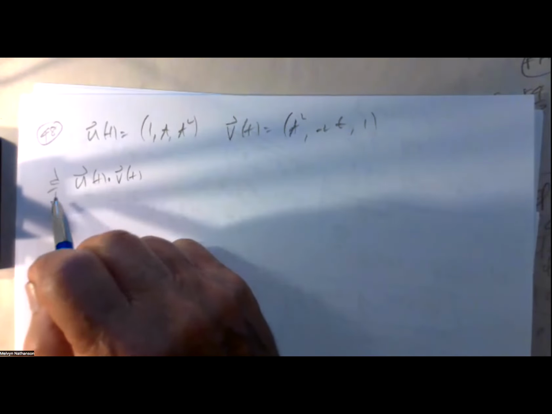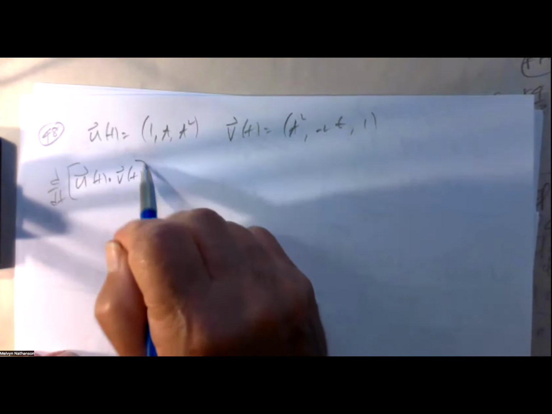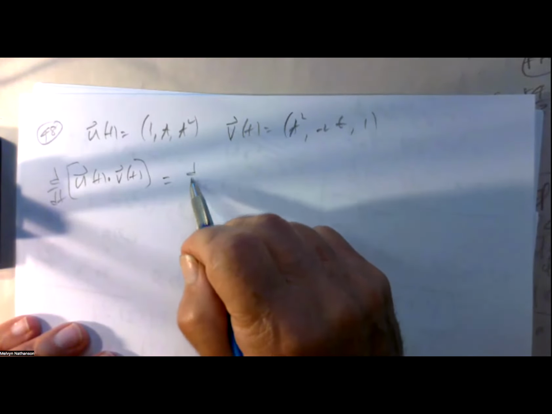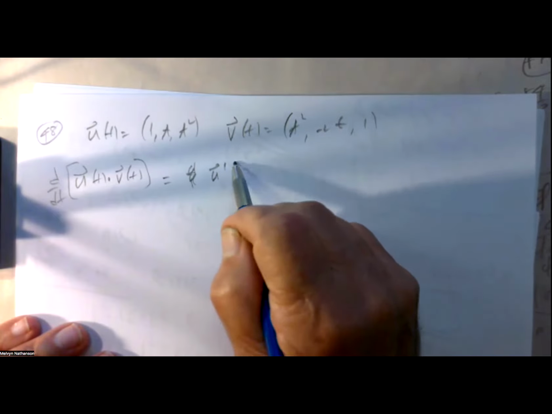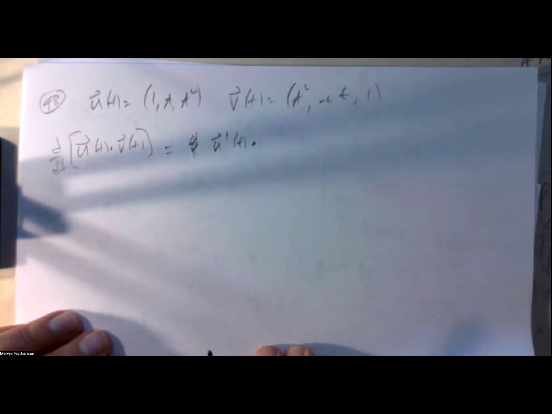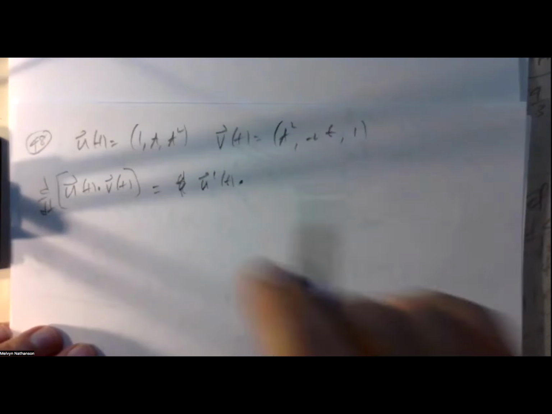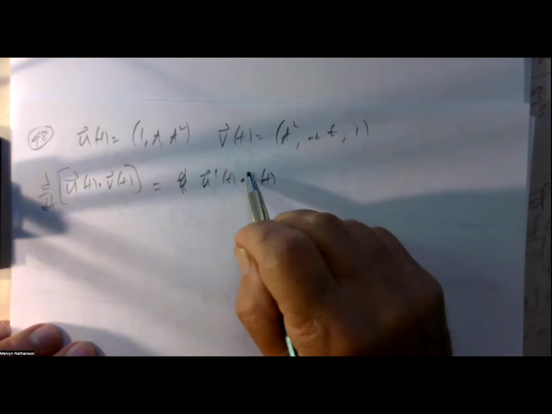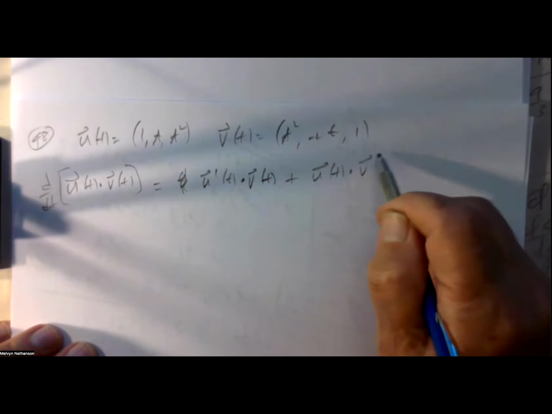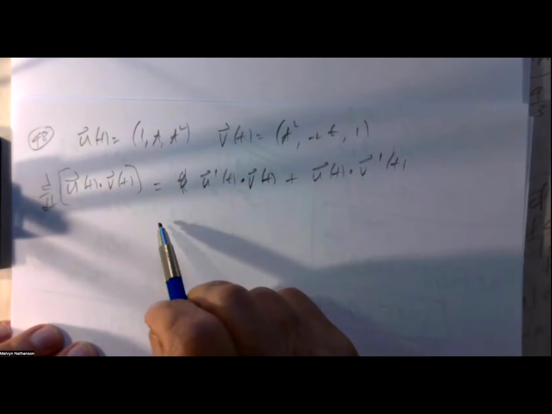So let me do this in two different ways. First, I can use the formula that the derivative of the dot product of two functions is the derivative of the first dot product with the second, plus the first dot product with the derivative of the second.